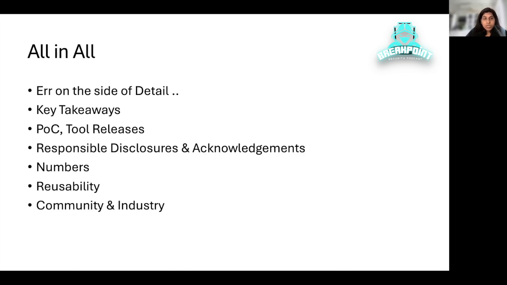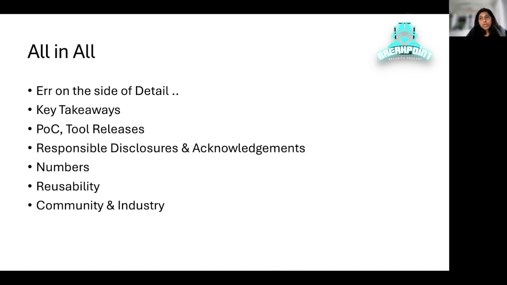See how many POCs, tool releases you have, they're very, very good. If you have demonstrations, they're very good. How hands-on you can get with the subject you're talking about always makes it better. If you have responsible disclosures, that's generally what's always preferred in the conferences. If you have acknowledgements, do put them. So the more you can provide in the paper, the better it is. Numbers, go for it as much as you can quantify.